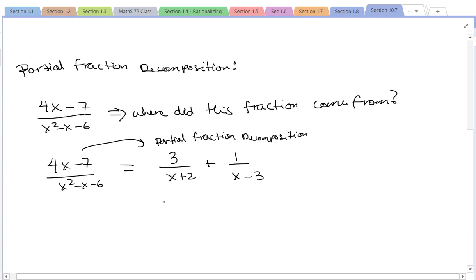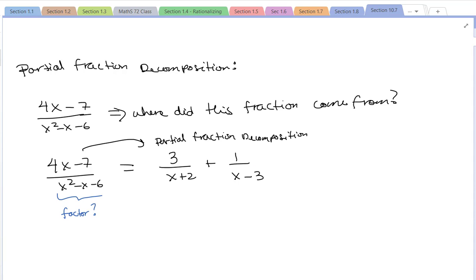One of the things we have to look at when we look at the original problem that we're presented, so 4x minus 7 divided by this, is: does this factor? Can it be factored out? If we can, that means that those factors are going to be part of our partial fraction decomposition. So let's try an example, something that we don't know where it came from.